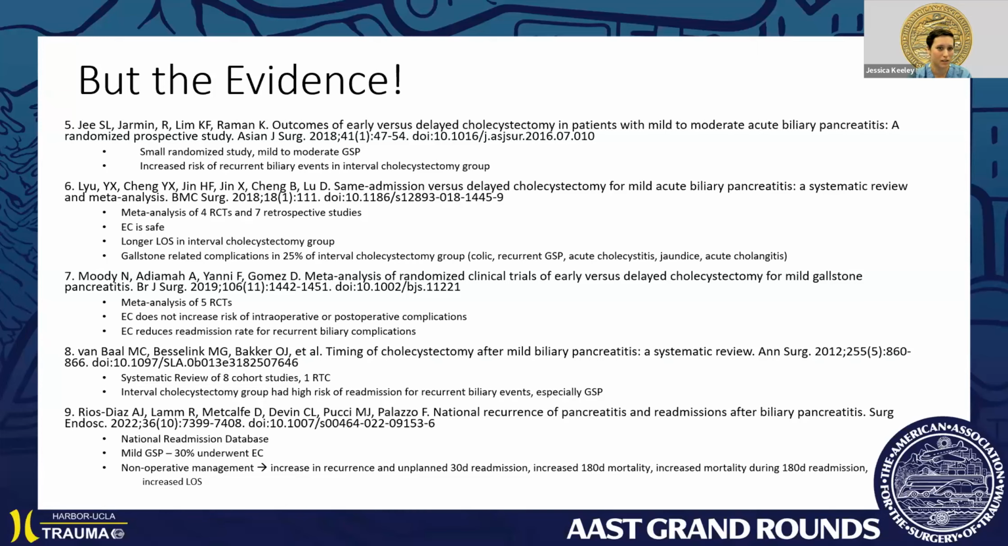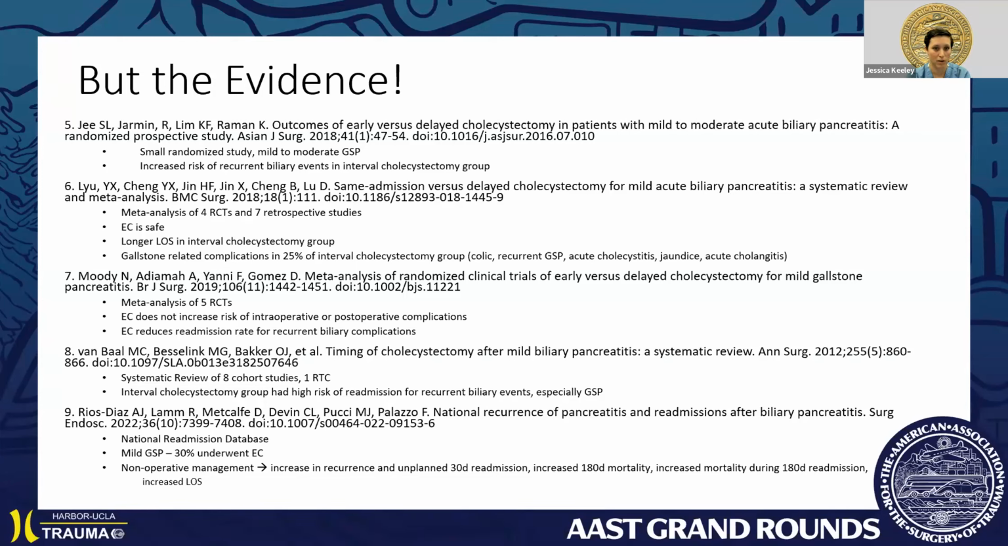If you look at these, they're small. I apologize if you're on your phone, this is just chicken scratch to you. But all of these studies look at early cholecystectomy and compare it to late or interval cholecystectomy. Some are small and randomized, many are meta-analyses, and all show specific benefits to early cholecystectomy. So if you don't do it, you have an increased risk of recurrent biliary events in the interval group. A meta-analysis of randomized trials and retrospective studies continues to show that early chole is safe.